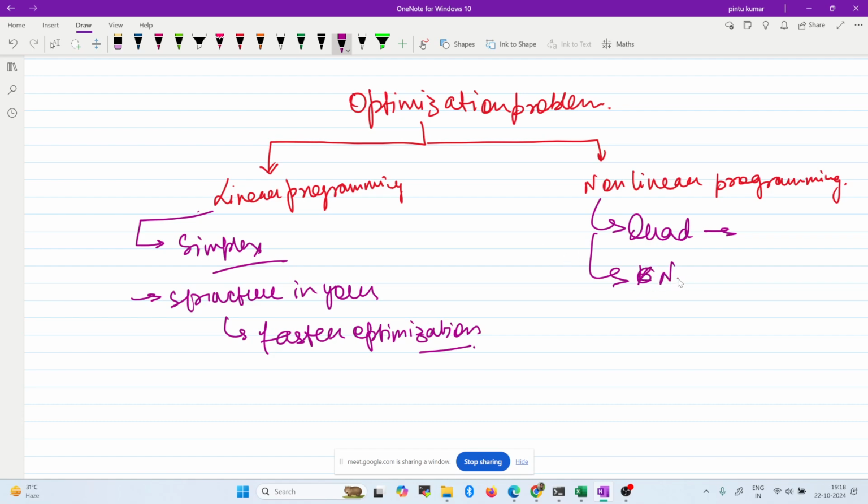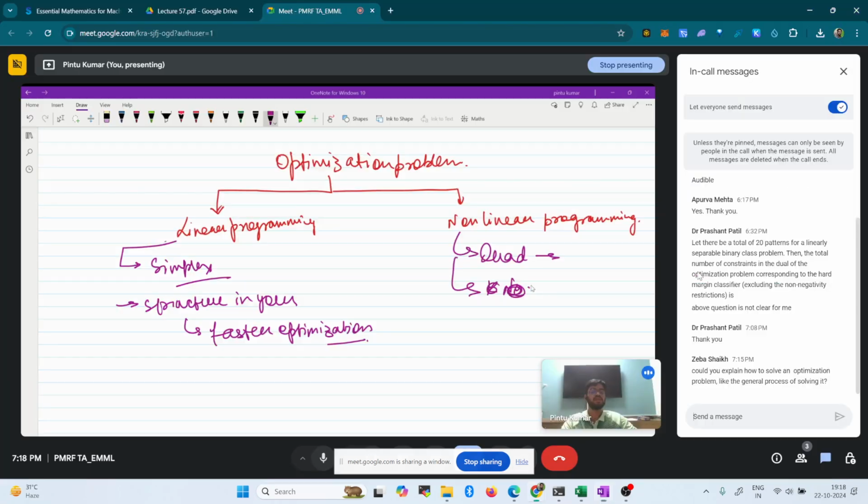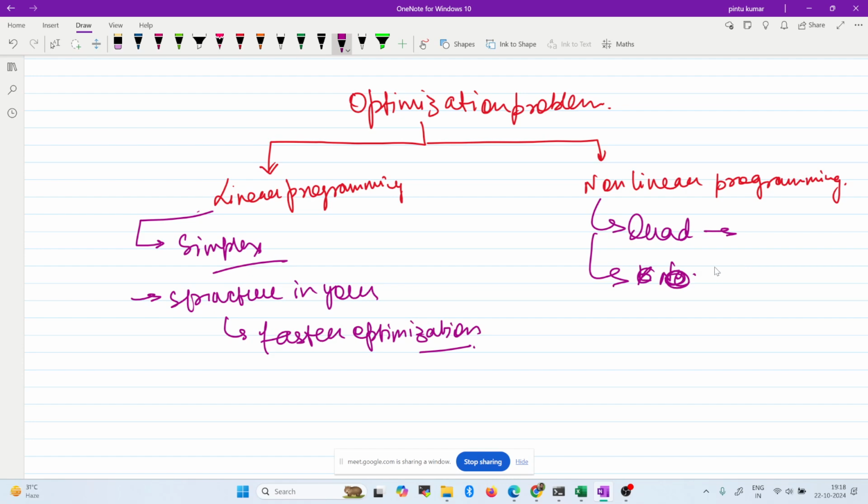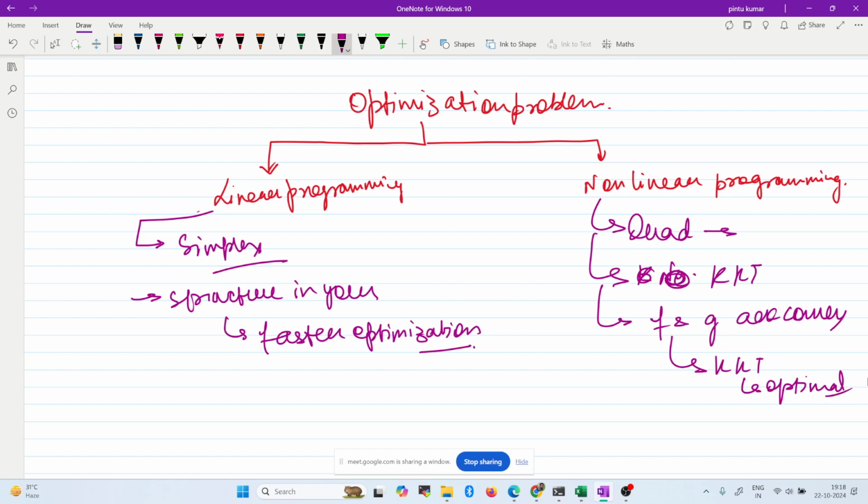You can check whether a point is an optimal point or not by KKT conditions. And if your F and G, as I mentioned, are convex, then you can also use KKT conditions to find the optimal point, right? Apart from that, it's a very open landscape with not a lot of concrete fixed methods. Okay.